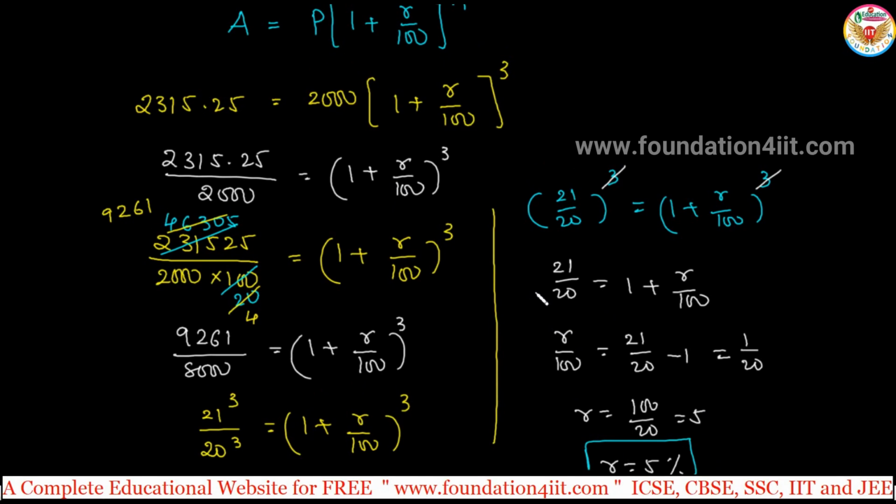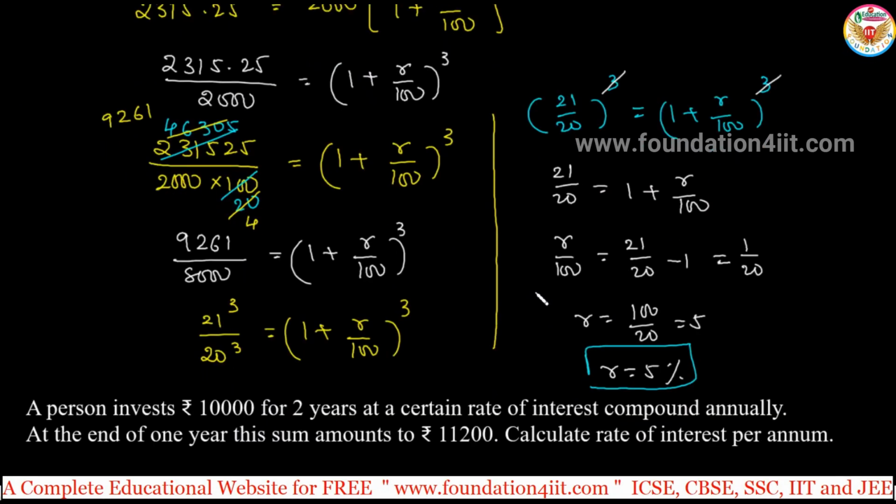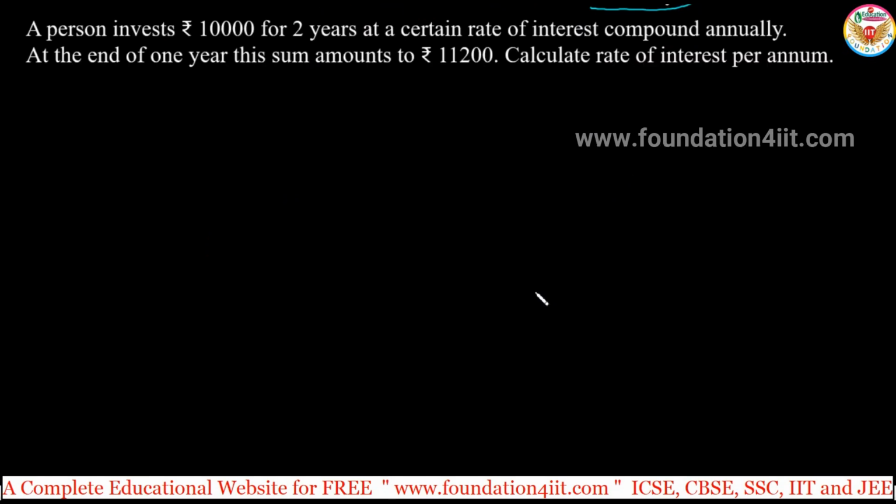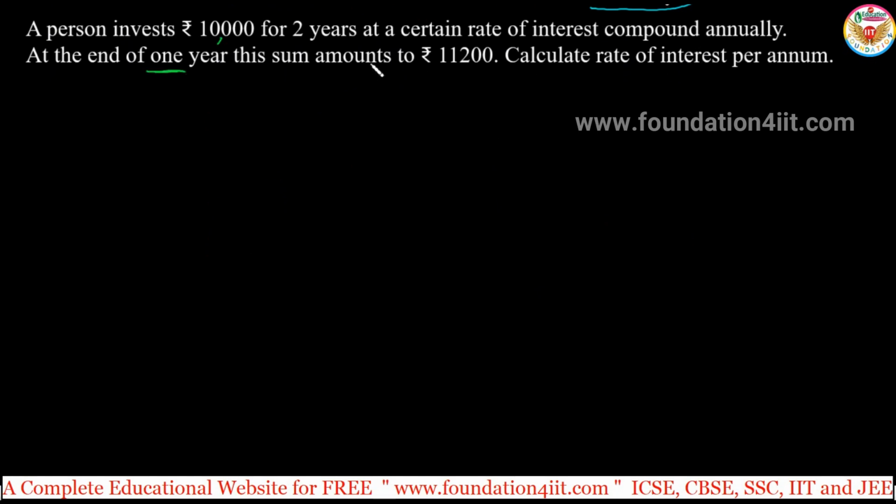Let me show you one more problem to make the calculation easy. Okay, so here is the question. You can see this. In this problem, a person invests 10,000 for 2 years at a certain rate of interest compounded annually. At the end of 1 year, this sum amounts to 11,200. Calculate the rate of interest per annum. At the end of 1 year, don't take these 2 years. For 2 years he kept it, but at the end of the 1 year the amount became this much.